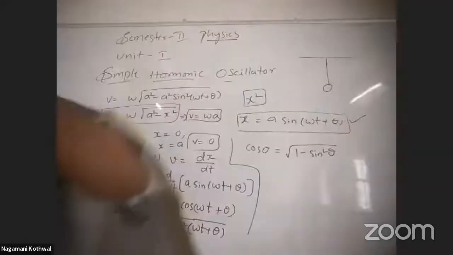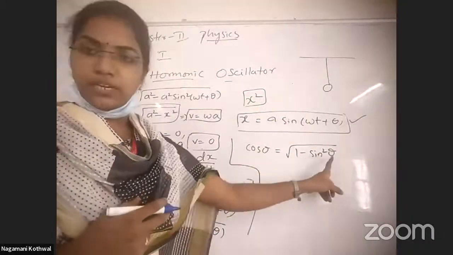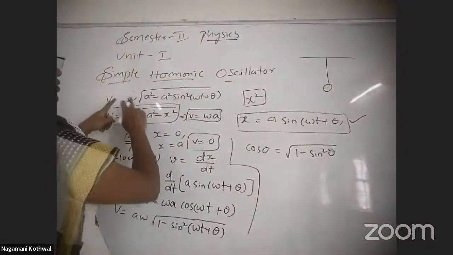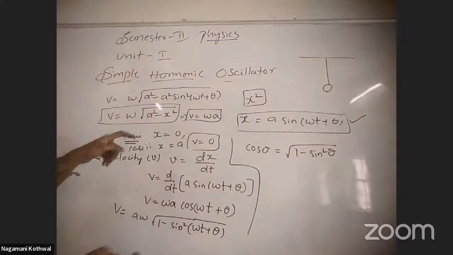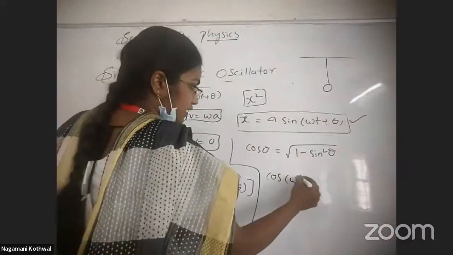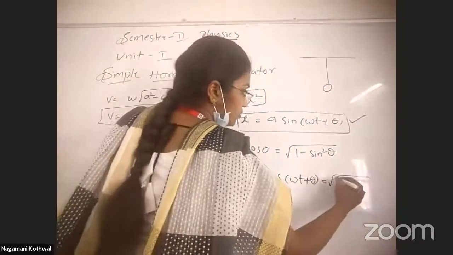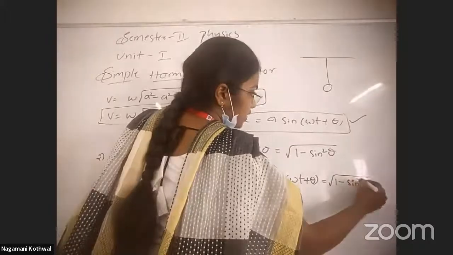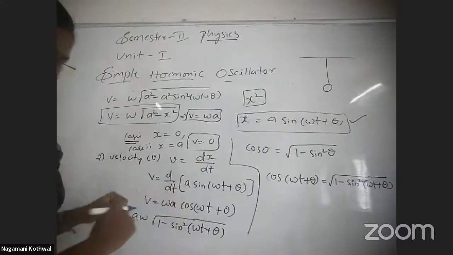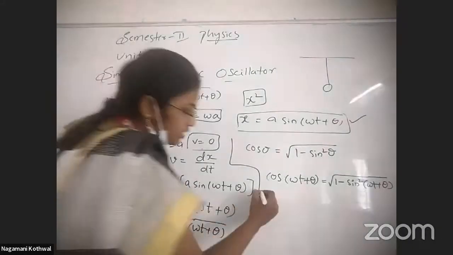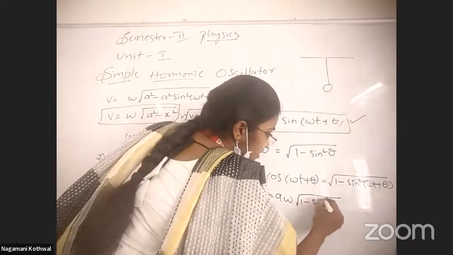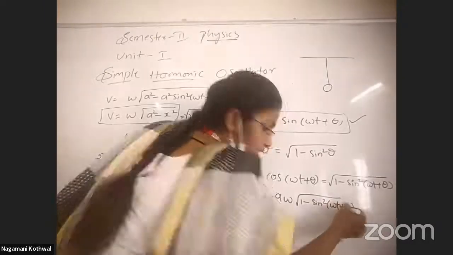Okay, cos theta is equals to under root 1 minus sin square theta. Right? Next, you can write it as a. So cos of omega t plus theta is equals to under root 1 minus sin square of omega t plus theta. Take this one and substitute. What you will get? v is equals to a omega under root 1 minus sin square omega t plus theta.